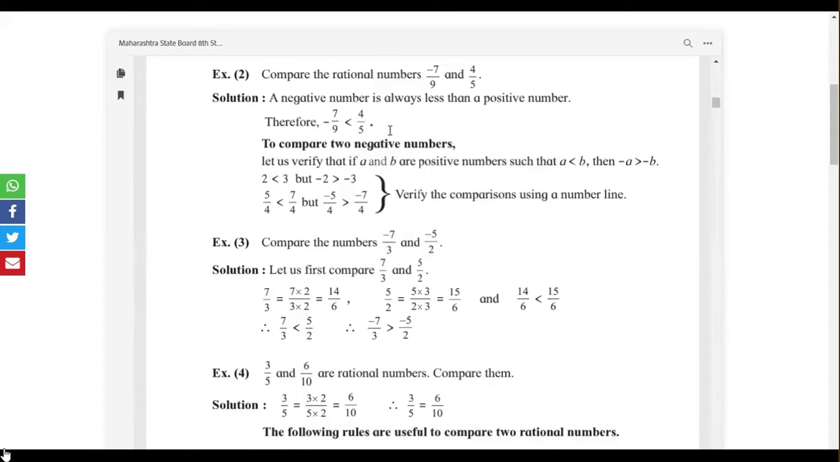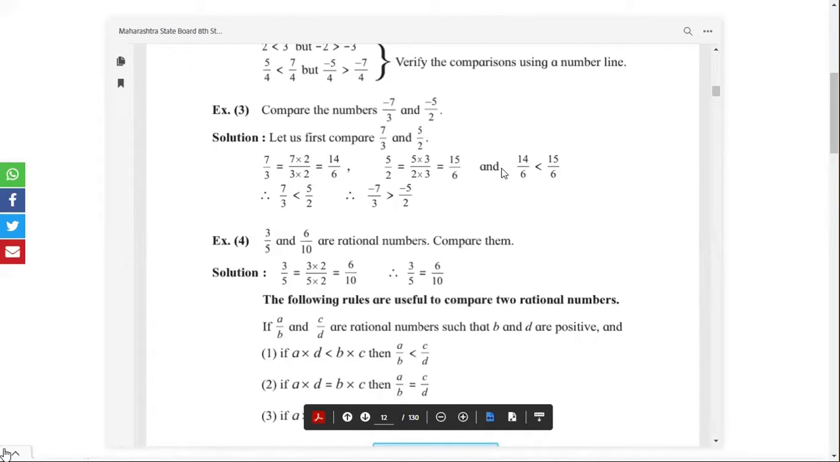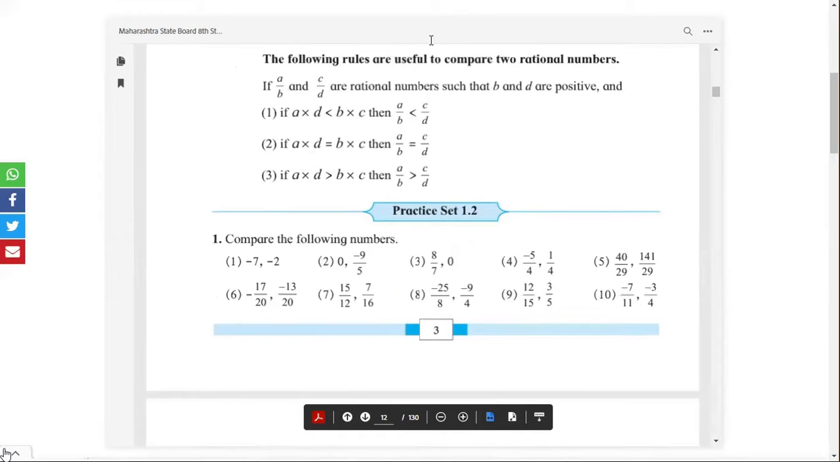Now in the same way, minus 7 upon 3 and minus 5 upon 2. Here minus 7 upon 3 is greater. Either we can make the denominators same first, because until and unless the denominators are same, we won't be able to tell the answer. So we first make the denominator same, and the numbers we get are 14 upon 6 and 15 upon 6. So yes, 15 upon 6 is greater. Like this way we can do. Now let us come towards the practice set and let us solve it.